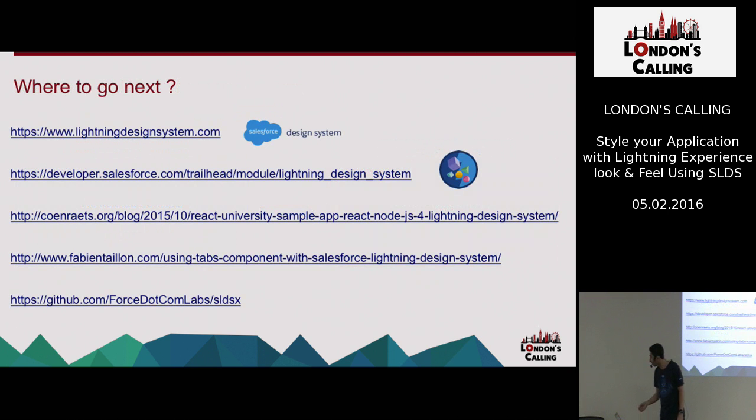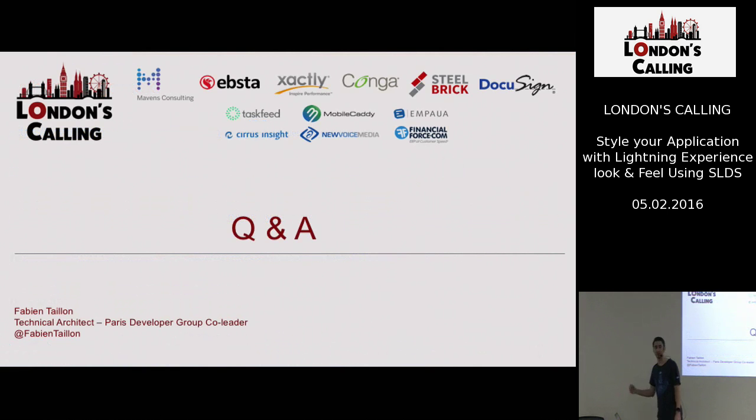So here are a few links. The first one is the design system website itself. Second, there is a really nice Trailhead about it. The third one is the one with SLDS on Heroku. Fourth, I wrote a blog post about how to add JavaScript to the tab components. And the last one is the link you were talking about, the Force.com Labs one with added JavaScript. So here we are. If you have some questions about it, you have 5 more minutes.